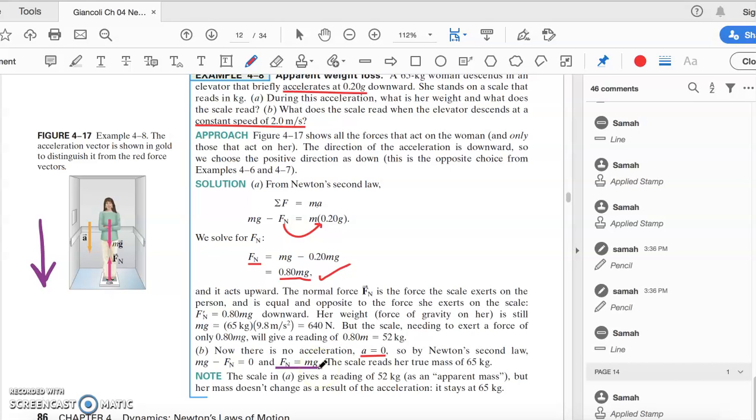So the reading of the scale will be exactly like the reading of the scale on normal ground or floor, as if the elevator is not moving. It means the reading of the scale on normal stable ground will be exactly like the reading of the scale inside an elevator, only under one condition: if the acceleration of that elevator is equal to 0. All right? So these are the two situations.